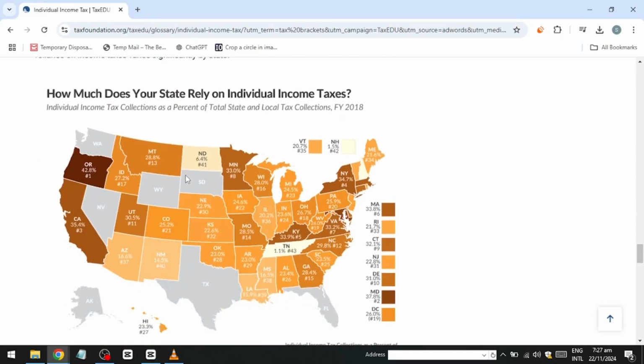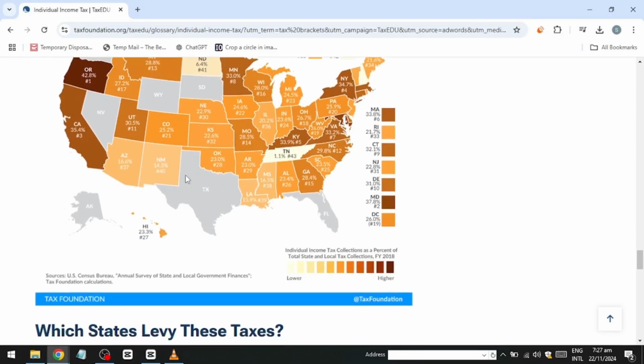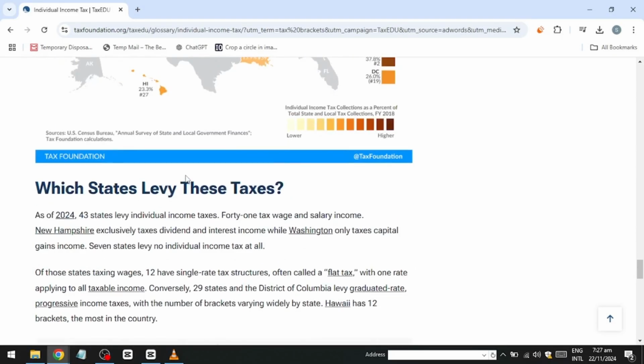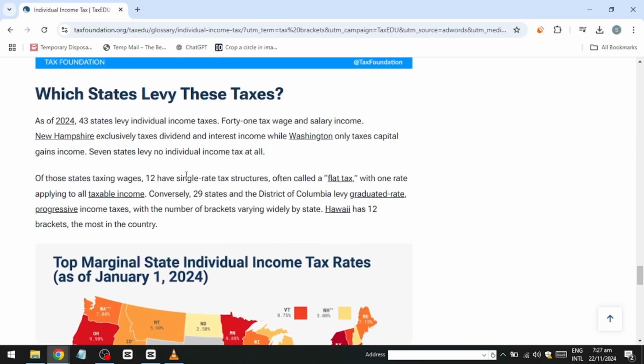State income taxes work a little differently. Most states also collect income tax, but the rules vary. Some states have flat tax systems where everyone pays the same rate regardless of income. Others use progressive tax systems similar to the federal model. And there are 7 states, like Texas and Florida, that don't collect income taxes at all.